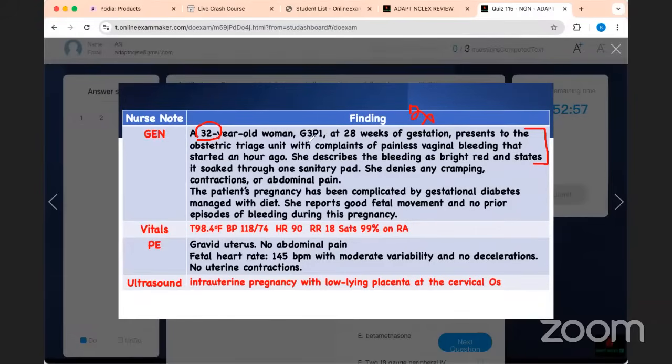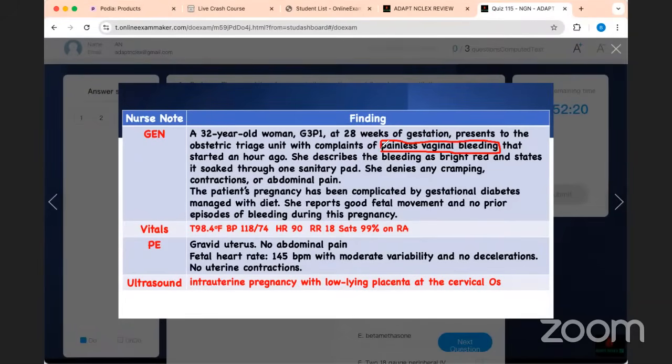32-year-old female. She's G3P1. I'm underlining the keyword. She's had 3 pregnancies, right? This is the chief complaint: painless vaginal bleeding. That's a buzzword right there. Painless vaginal bleeding. This is why she came in. So you have to focus on it.